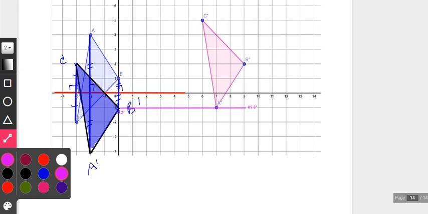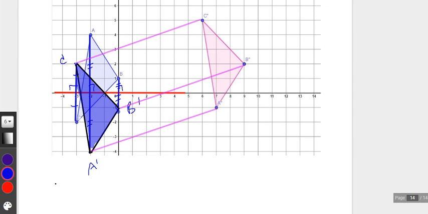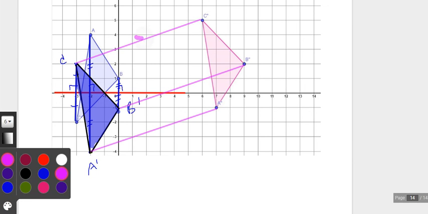So over 9, up 1, 2, 3. We're on A prime. Then over 9, up 3. We're right on C prime. Look at that. And since we moved over 9 and up 3, we know they're parallel and congruent. Okay, and we land right back on the shape that we were.